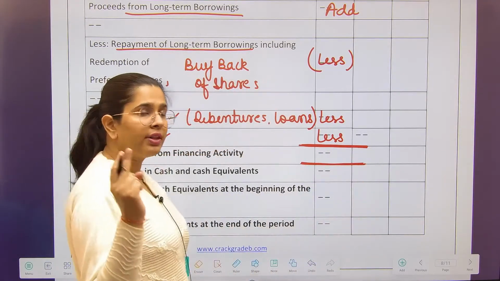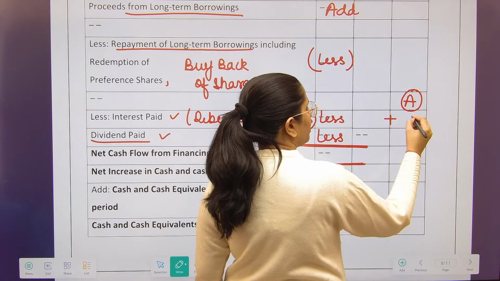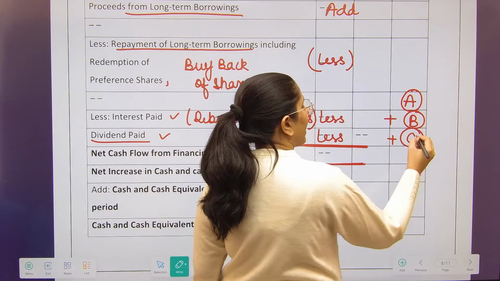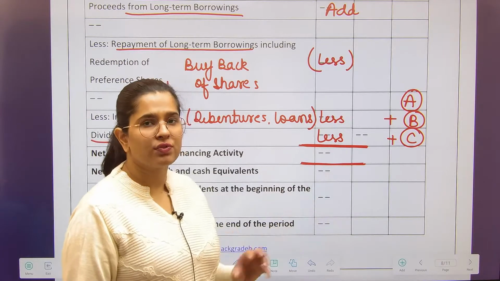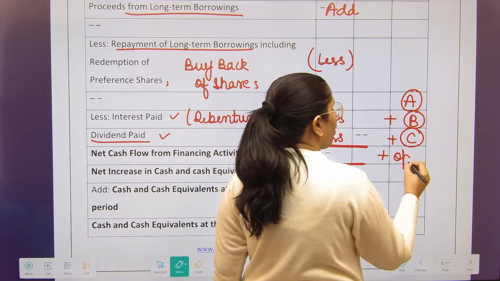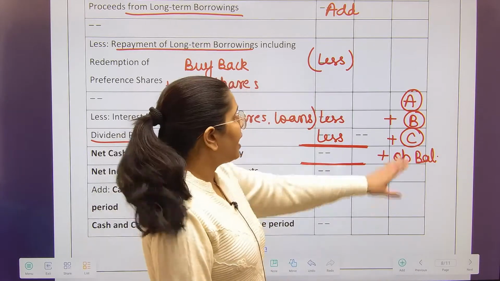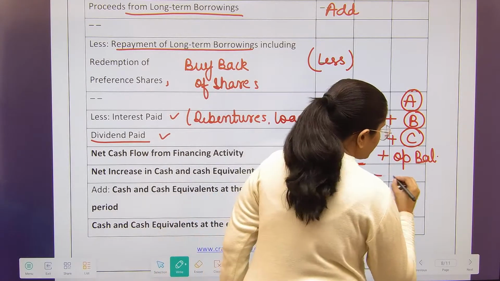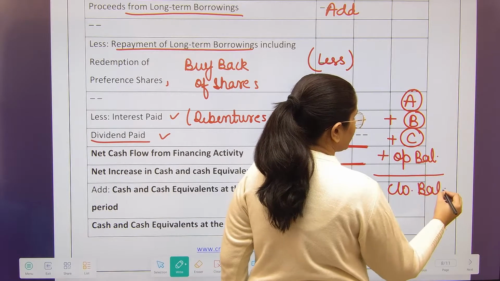Now see, you have got three things. You have got cash flow from operating activity. You will add cash flow from investing activity. Then you will add cash flow from financing activity. This will tell you what the cash flow during the year is. Now you will add the opening balance of cash and cash equivalents, and opening balance plus whatever happened during the year should be equal to your closing balance of cash and cash equivalents.